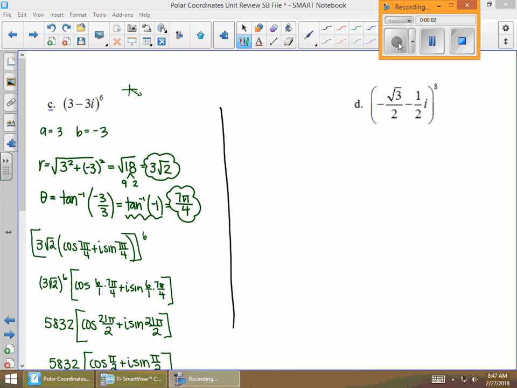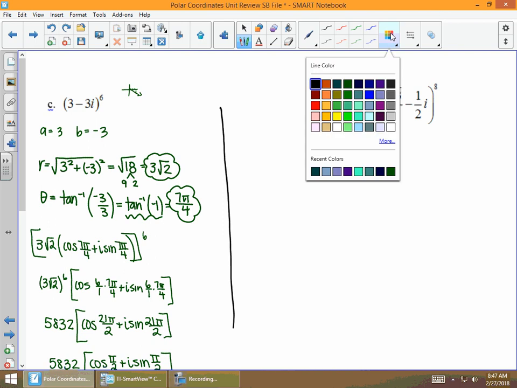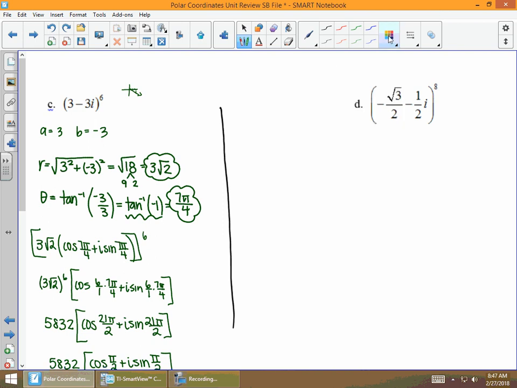All right, last problem. This is a very unit circle-y problem. Anytime you see that radical 3 over 2 and 1/2, your mind goes right to the unit circle. So here, A is negative radical 3 over 2. B is negative 1/2.